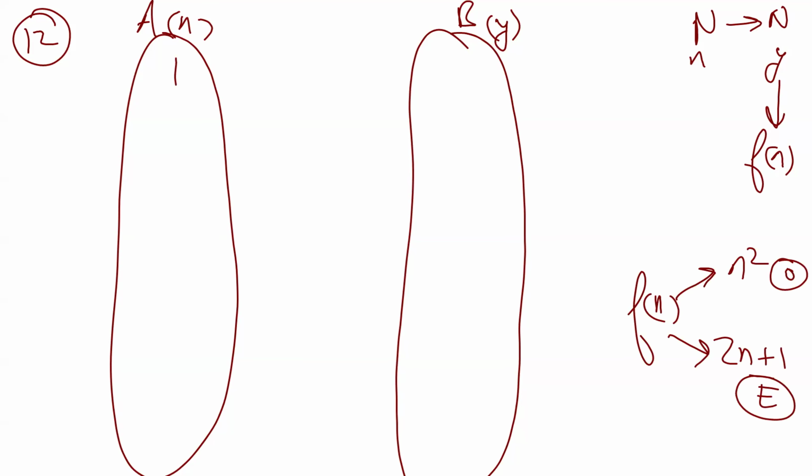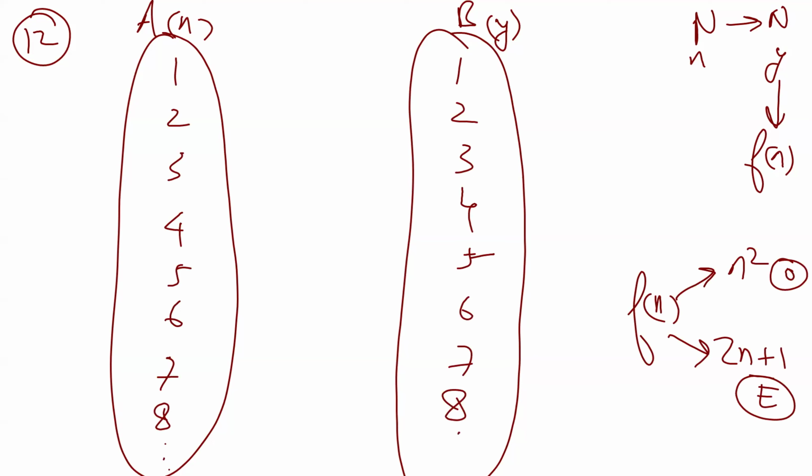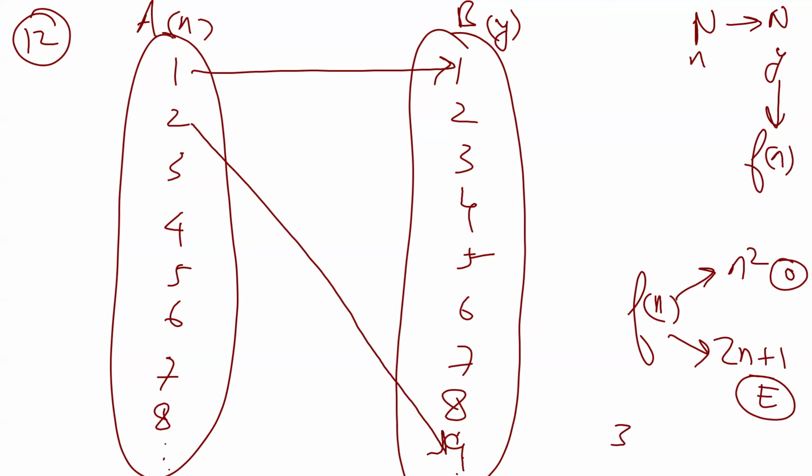Now natural numbers should start with 1. It's from natural to natural, so both the sets will have natural numbers. Now when N is 1, 1 square is 1. When N is 2, 2 into 2 is 4, plus 1, so 2 will be mapped to 5. When N is 3, 3 will be mapped to what?